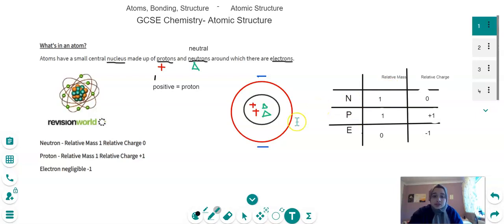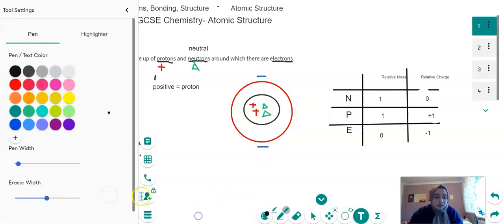So I'm just going to write in, let me choose a different color, let's choose red. I'm going to write here in red: equals nucleus, and we're talking about the neutron and the proton. The neutron and the proton are the things that make up the nucleus, and they're equal to 1.